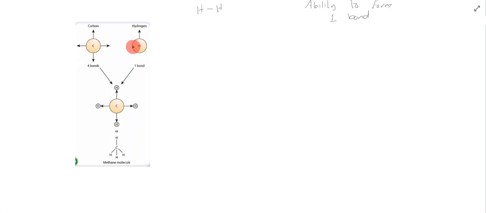So if you want carbon and hydrogen to connect to each other and bond together, you're going to need 4 hydrogens and you're going to need 1 carbon. And that's what you'll get, this kind of a connection here. And this is what's known as methane. So the name of this molecule is what's called methane.